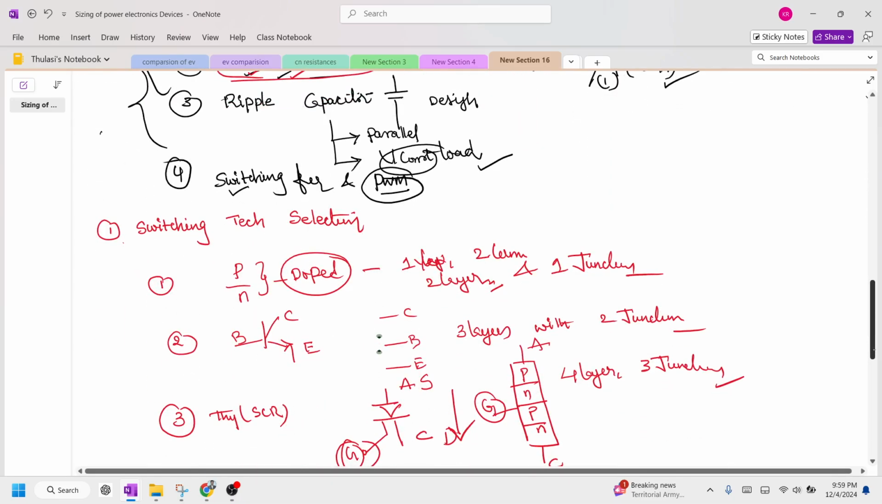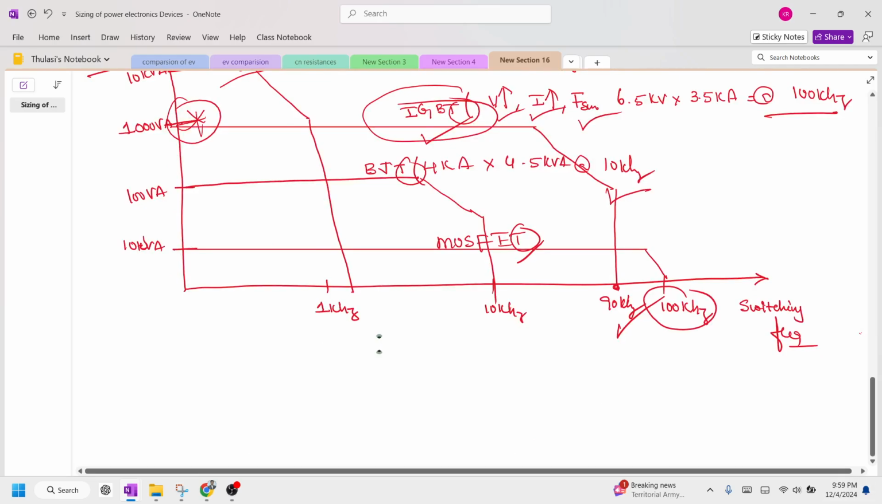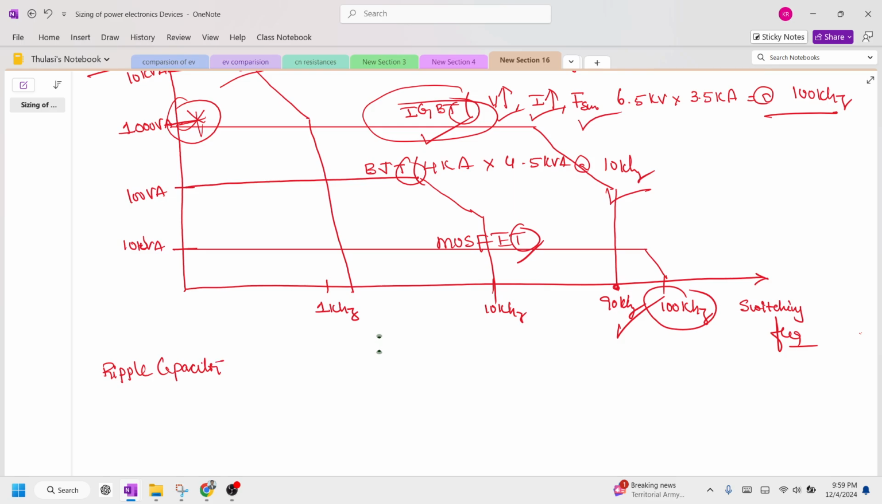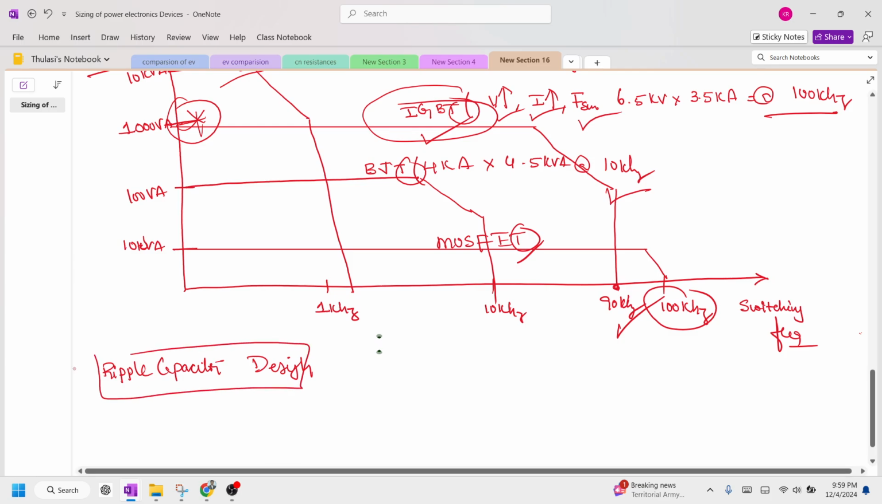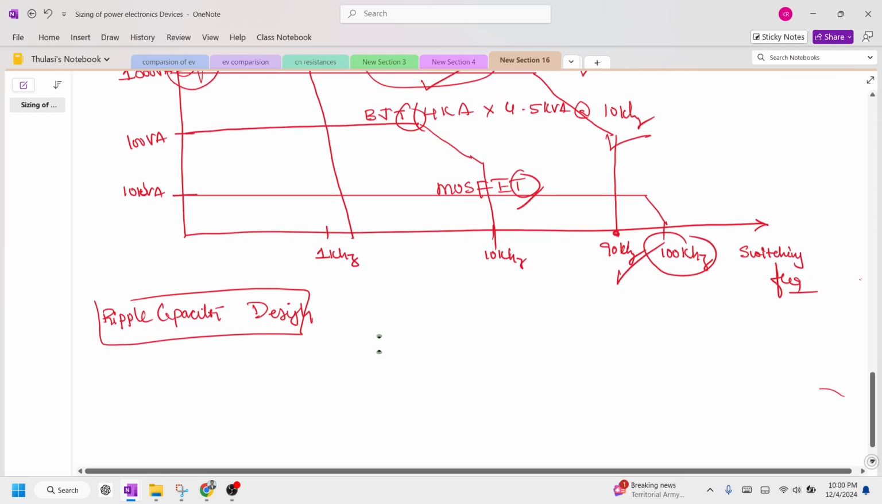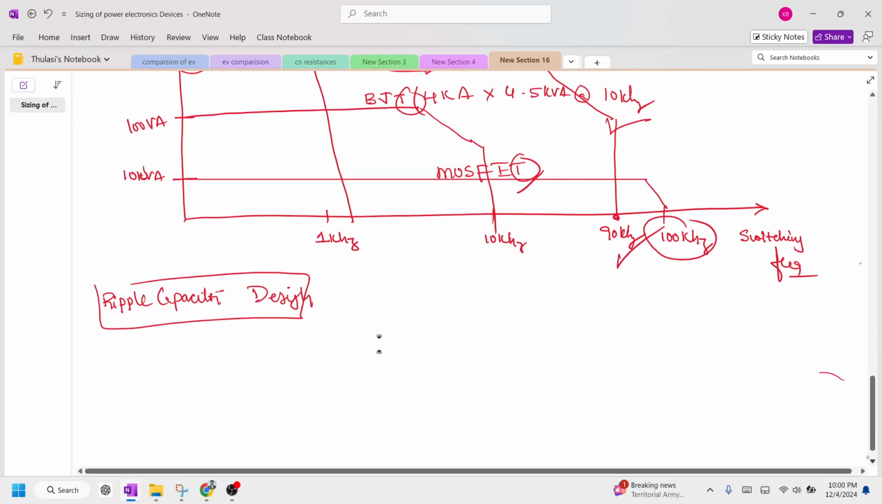And the next one is ripple capacitor design. Now let us try to see what this ripple capacitor design is, and how it is useful in the selection of power electronic devices. When you come to the ripple capacitor design, it's very simple to understand.